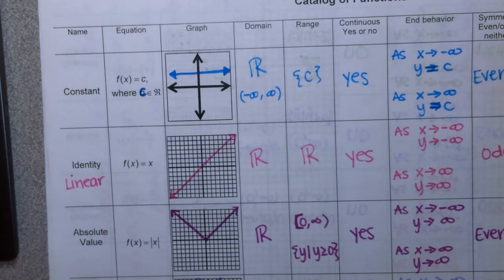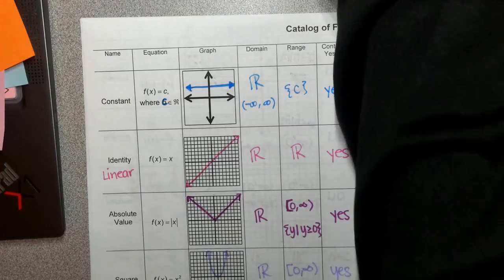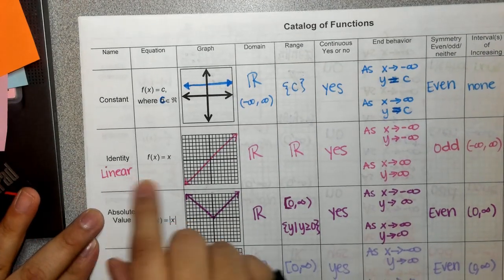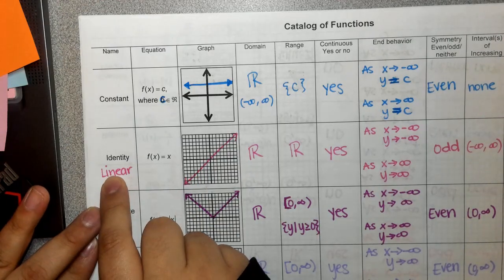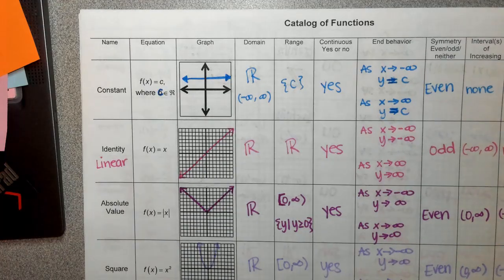So, when you copy down the catalog, some things that I need you to note and realize. First things first, I know this is linear. I know it's a line, but it's going to be called the identity function. On your quiz that you have on Friday, it's going to ask you to match different things, like the domain, the range, if it's continuous, the graph.